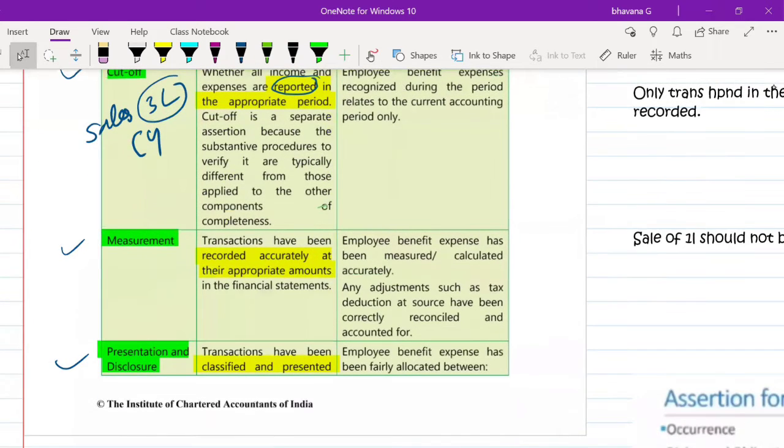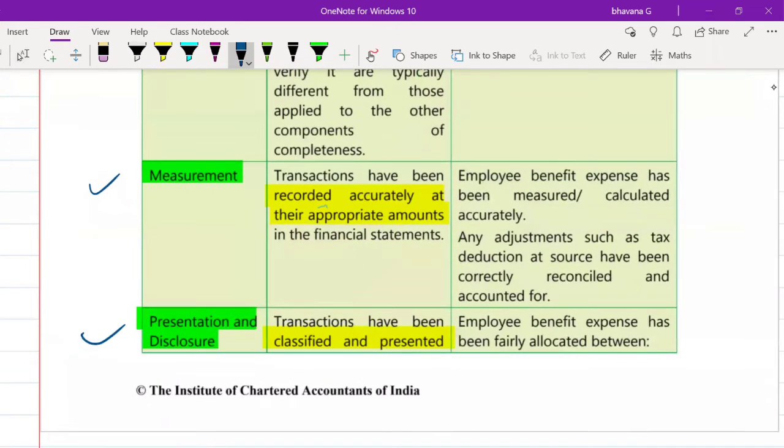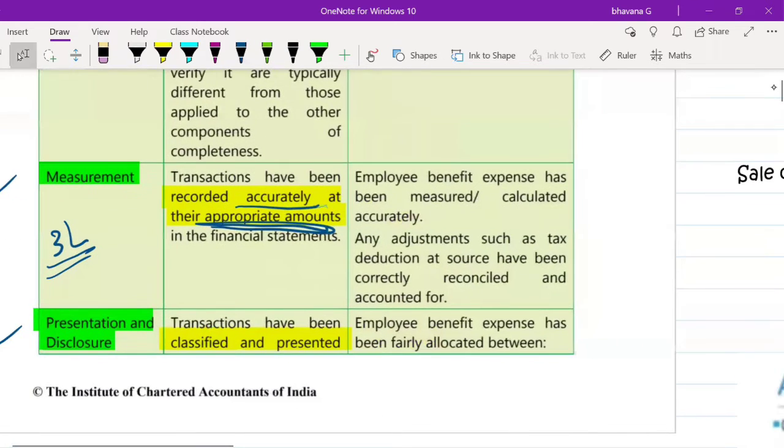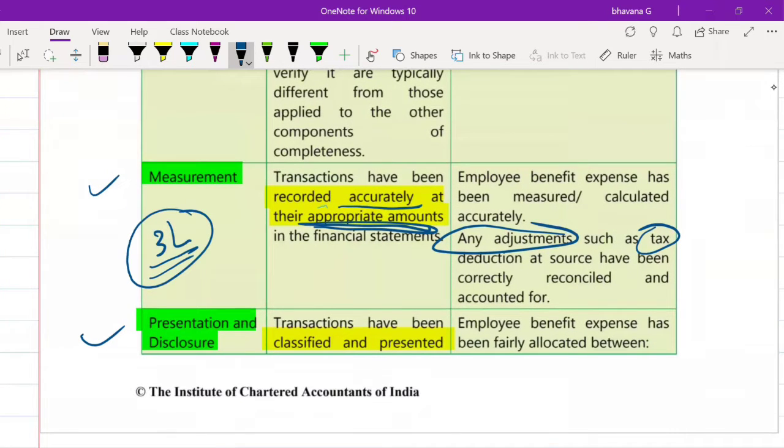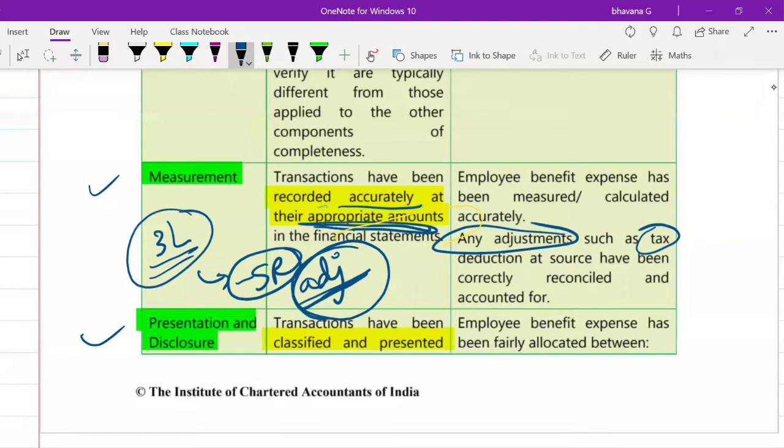The fourth assertion is measurement. That means, has it been accurately measured? That means, have appropriate amounts been recorded? 3 lakh means it should be worth 3 lakh only. And related to that, if you had any tax or anything which you had to deduct, you would have deducted it. For any adjustment, if the 3 lakh figure is given in the statement, it means that sales return has already been deducted from it. So if there are any adjustments related to the amount, all the adjustments have already been done, and it is measured properly and recorded.